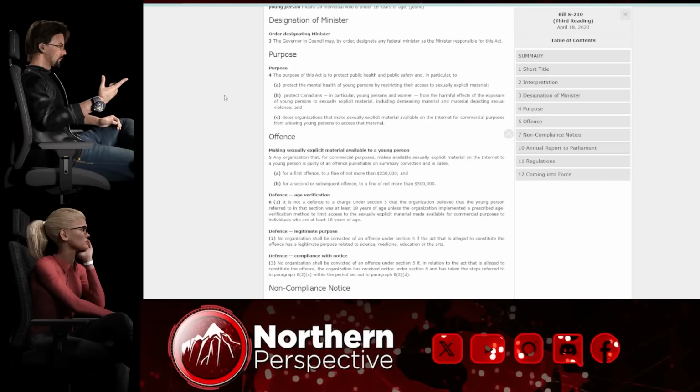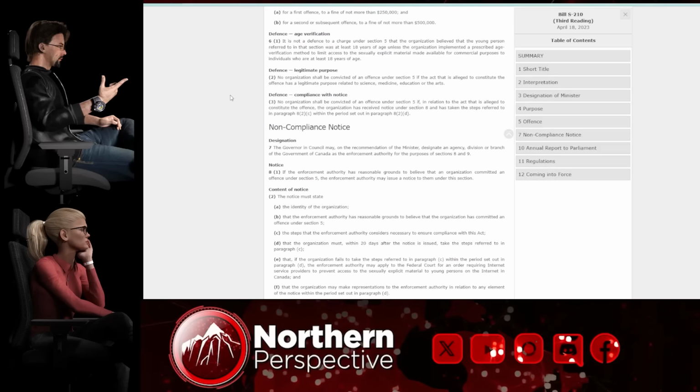Now, the second defense that an organization may have under this new law is that no organization shall be convicted of an offense under Section 5 if the act that is alleged to constitute the offense has a legitimate purpose related to science, medicine, education, or the arts. So if the young person is accessing this as part of a school project or whatever it might be, which would be a very strange school project, that would be allowed.